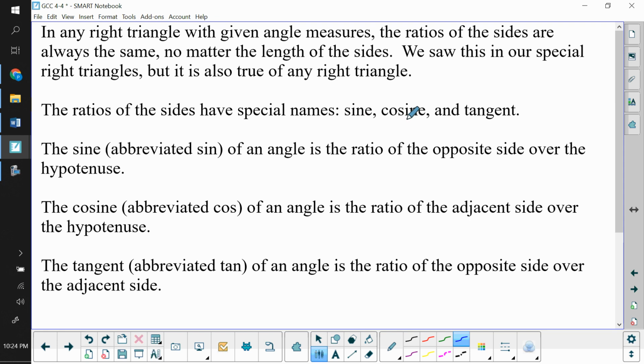They are called the sine, the cosine, and the tangent. Sine gets abbreviated with SIN, and it's the ratio of the opposite side over the hypotenuse. Cosine, we abbreviate as COS, and we read it as cos. And that is the ratio of the adjacent over the hypotenuse. And then lastly, tangent, we abbreviate as TAN, and we read it as tan. That's always the opposite over the adjacent.